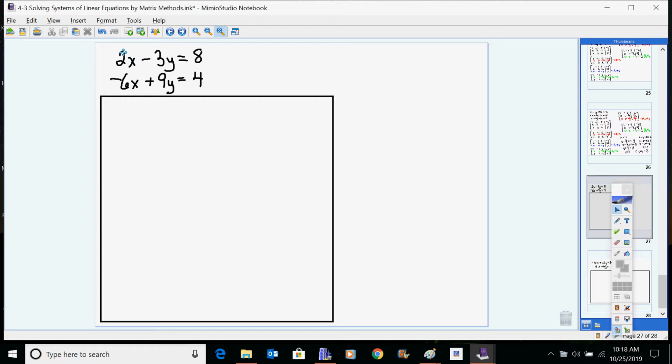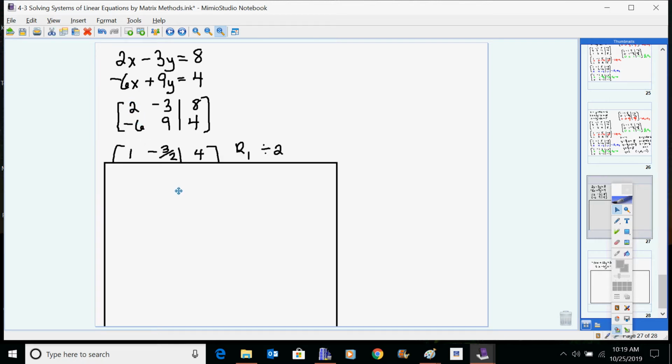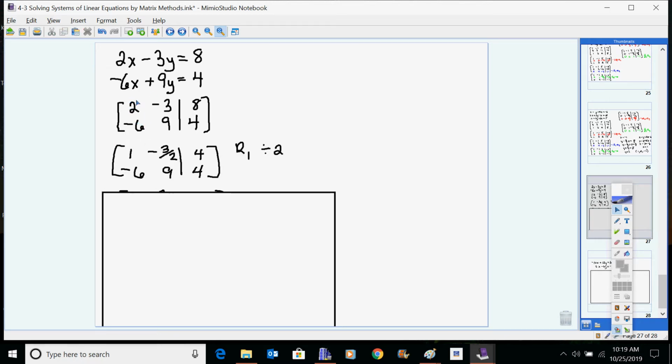As you remember, when we're going to make this into an augmented matrix to represent it, you use the coefficients. So 2, -3, 8, 6, 9, 4. And then you would go ahead and work to try to get this one taken care of. So you would make this into a 1 here by doing what? Dividing by 2. And I've got that here. So we divide everything by 2. We've got a 1 here.